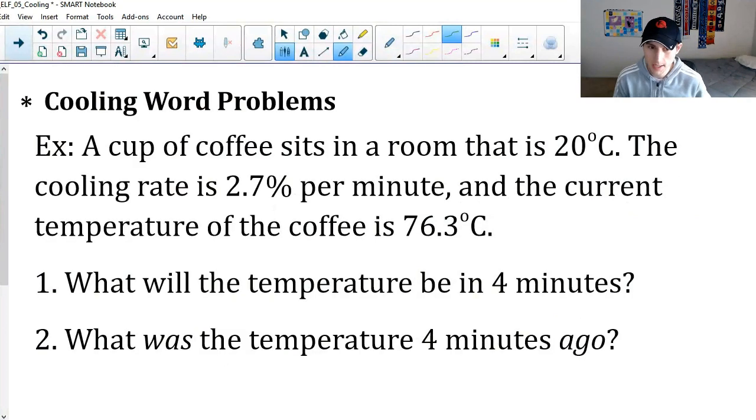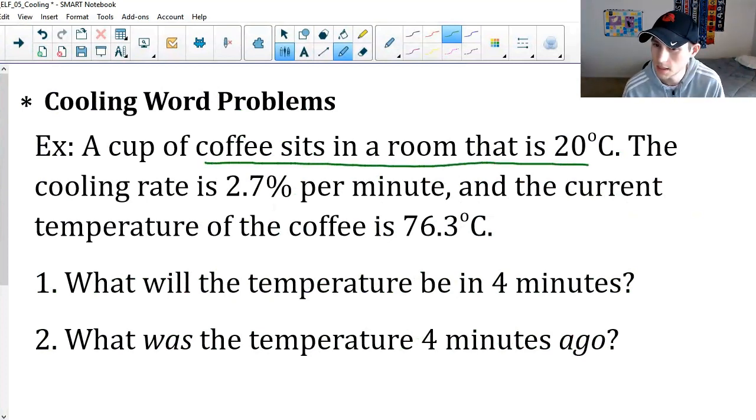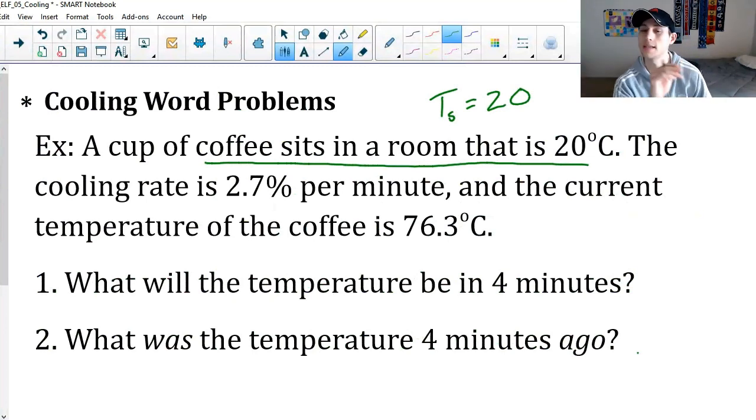Okay, let's kick this off with some basic examples. A cup of coffee sits in a room that is 20 degrees Celsius. The cooling rate is 2.7% per minute, and the current temperature of the coffee is 76.3. So the coffee sits in a room that is 20 degrees Celsius, which tells me that my TS is 20. The room is the surrounding area of the coffee.